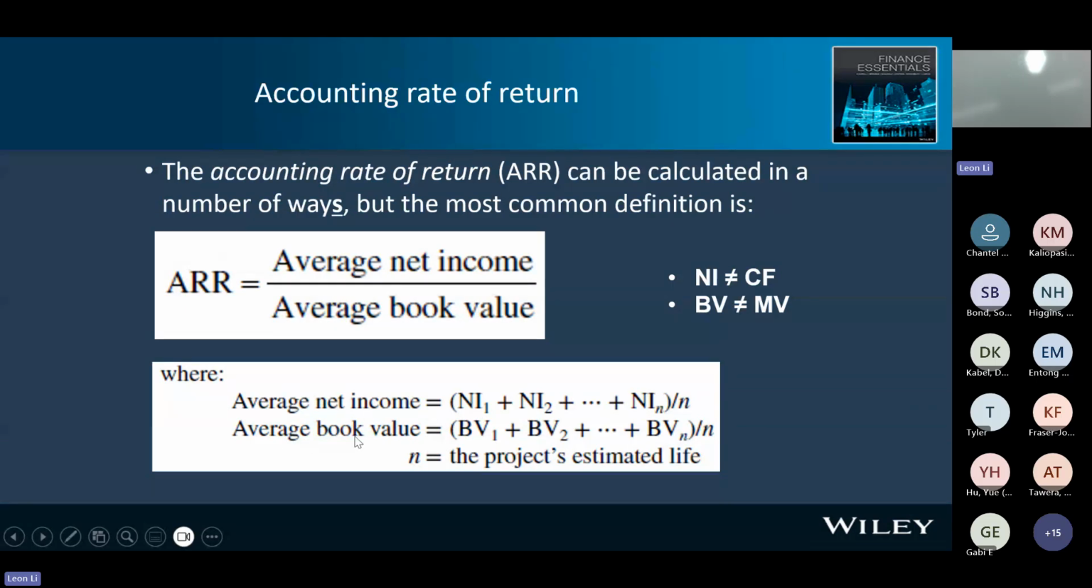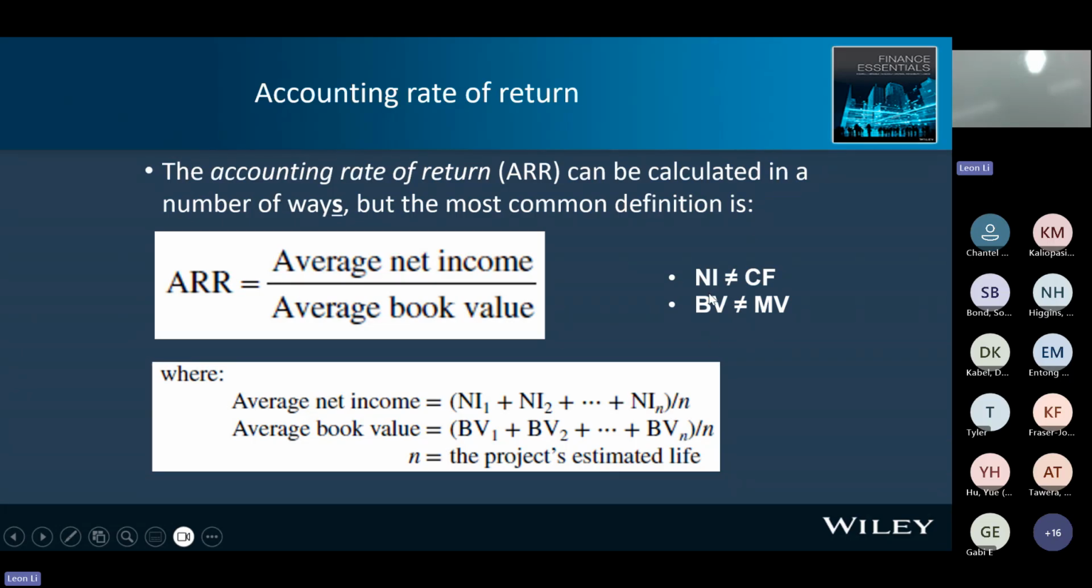Next, average book value. Again, for the project, the asset has a value. We use the book value, right? Later, I will discuss the difference between book value and the market value. If we use a book value, the asset book value at year 1, year 2 to year N. Again, simple average. N is the project life, all right?